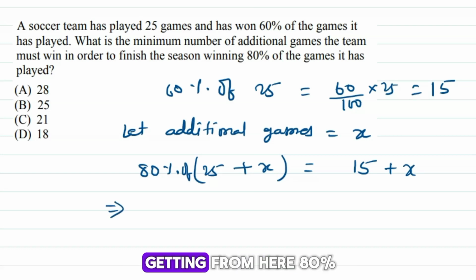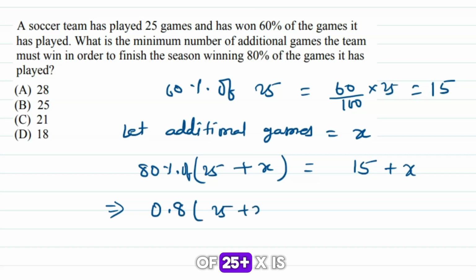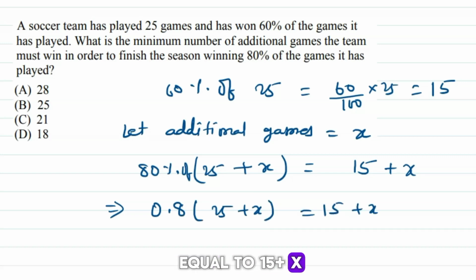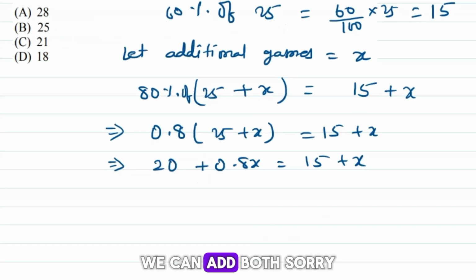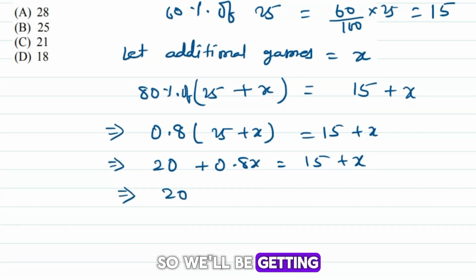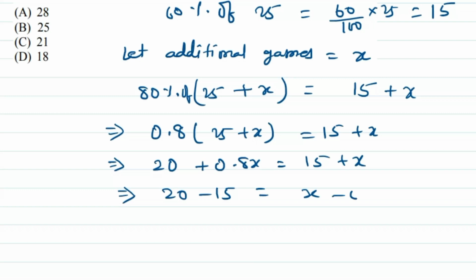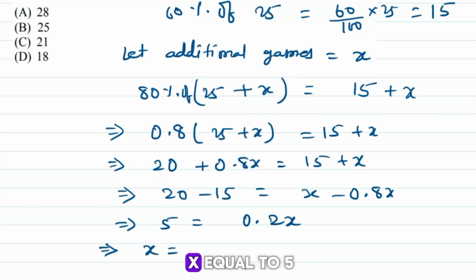So what we get from here: 80% of 25 plus X, that means 0.8 times (25 plus X), is equal to 15 plus X. So 0.8 times 25, which is 20, plus 0.8X equals 15 plus X. We subtract 0.8X and 15 from both sides. So we get 20 minus 15 is equal to X minus 0.8X. So we are getting 5 is equal to 0.2X. We divide both sides by 0.2, so X equals 5 over 0.2, which is equal to 25.